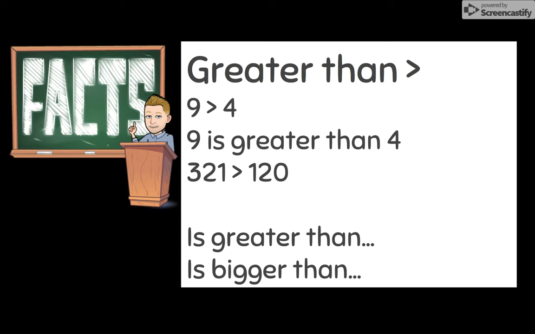The next symbol is a greater than symbol. 9 is greater than 4. And in a sentence format there, 9 is greater than 4. In another example, 321 is greater than or is bigger than 120. And the language we use for this symbol is "greater than" or "is bigger than".